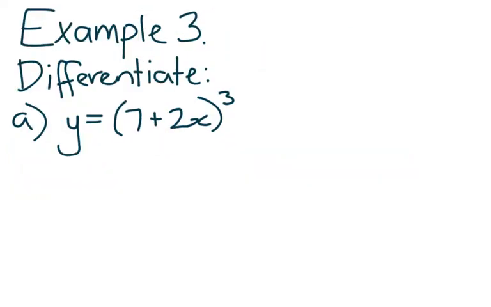So we've got our next example. y equals 7 plus 2x all to the power of 3. So if we use our rule from before, we bring the 3 down to the front.